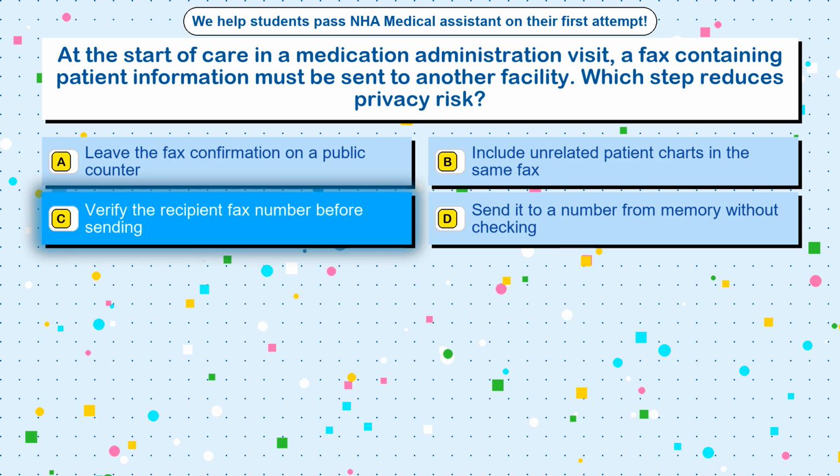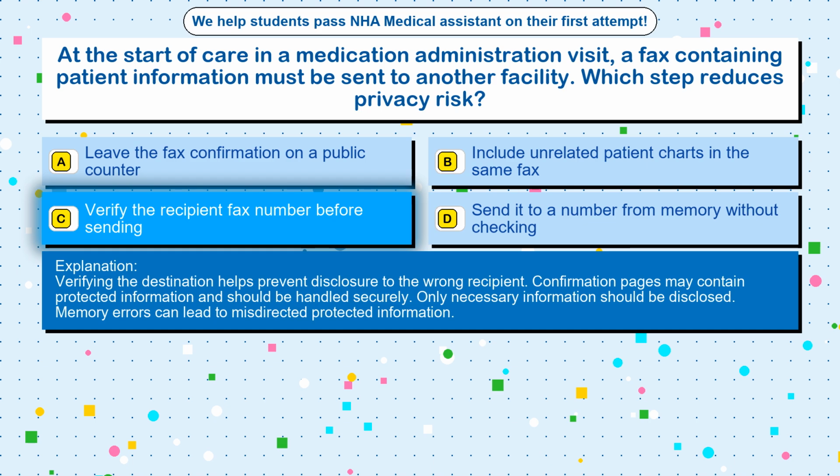The correct answer is option C. Verify the recipient fax number before sending. Verifying the destination helps prevent disclosure to the wrong recipient. Confirmation pages may contain protected information and should be handled securely. Only necessary information should be disclosed. Memory errors can lead to misdirected protected information.